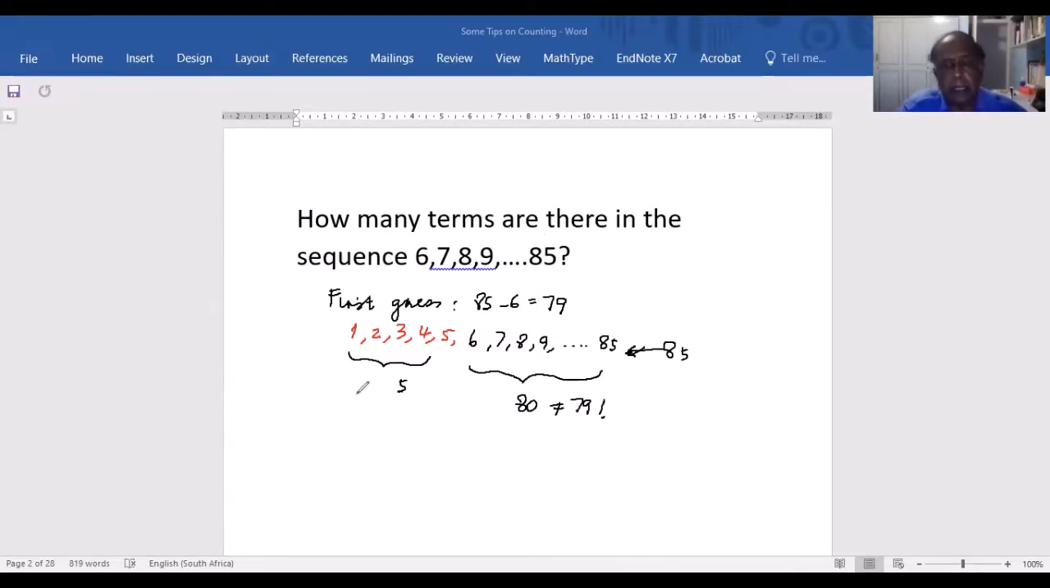In fact, what we should have done is subtract 85 minus 6, that gives 79, but add 1 to it, and that will give you the correct answer. Okay? All right. Let's get on to the next problem.